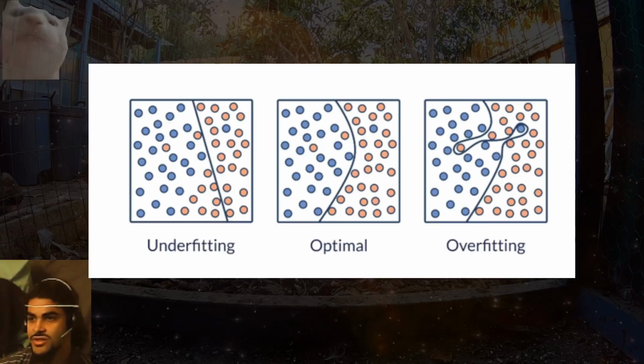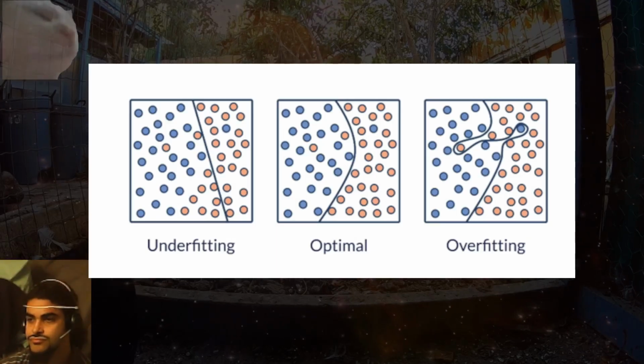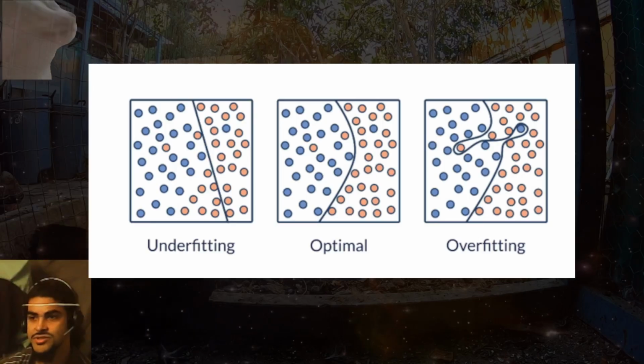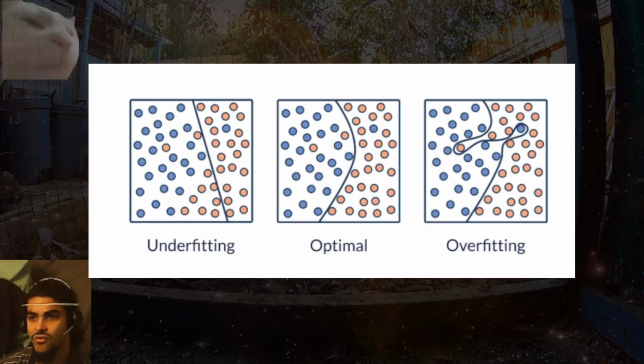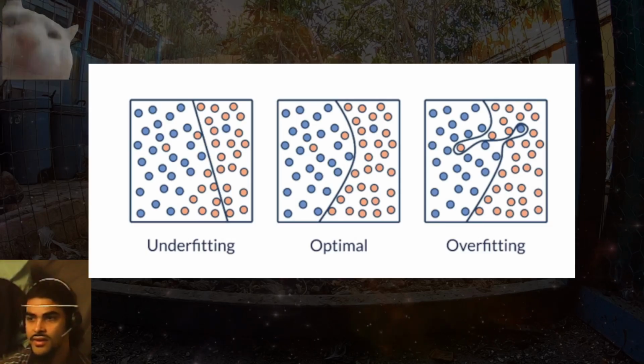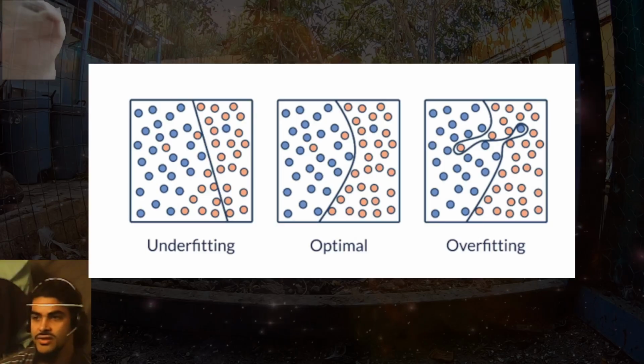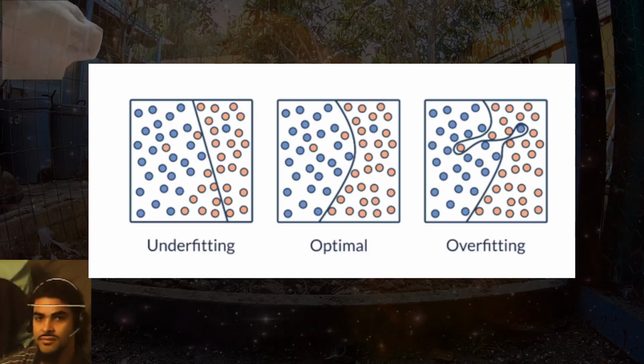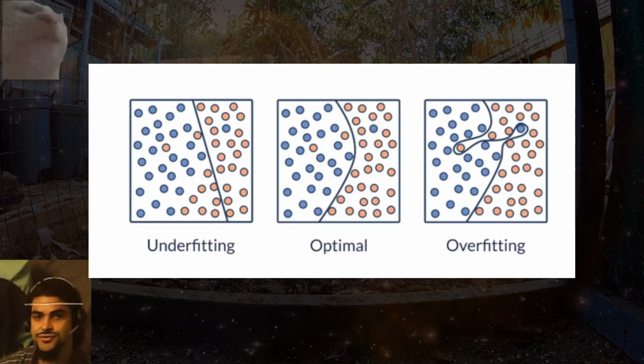Number four is feature engineering and selection. That is creating new features from existing ones to improve model performance and to reduce dimensionality and noise by choosing the most relevant features.